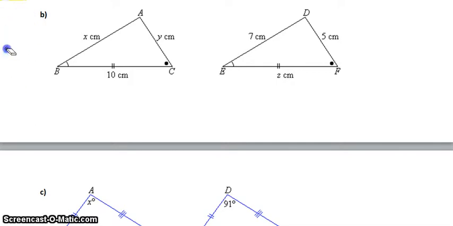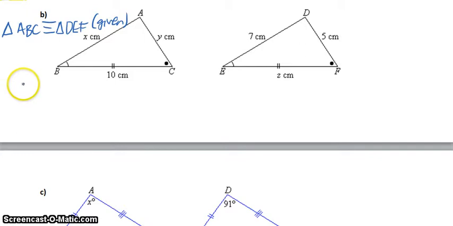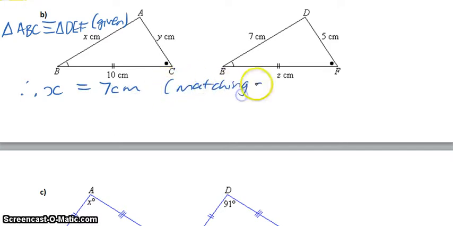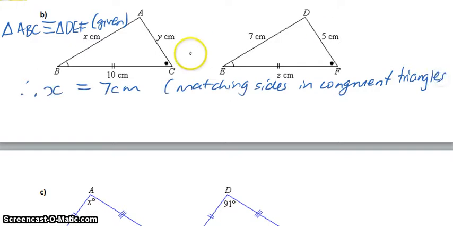Oh, it's not a very good triangle. Try again. I can start off by saying that triangle ABC is congruent to triangle DEF, and that is given to me. I can then say that therefore x is equal to 7 centimeters because matching sides in congruent triangles are equal.